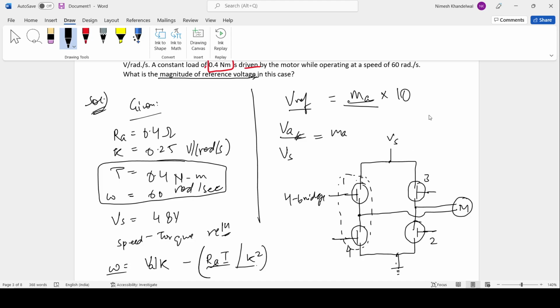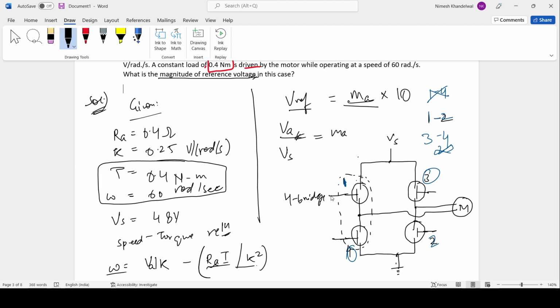So we have been given that 1 and 2, we should use a different colored pen here. I operate 1 and 2 simultaneously, and 3 and 4 simultaneously. I never operate 1 and 4, or 2 and 3, because again it will just short my source.